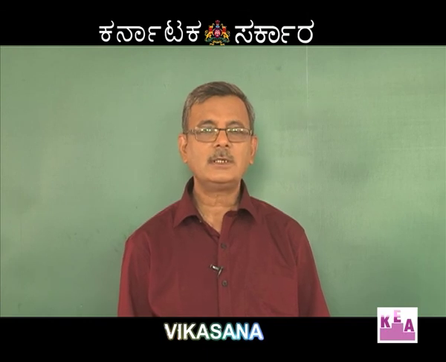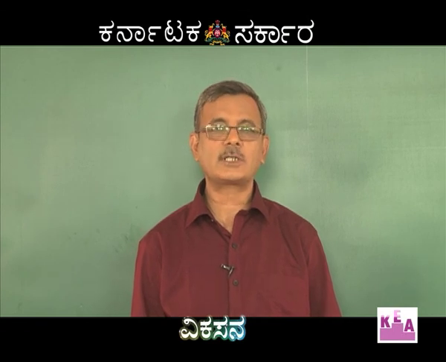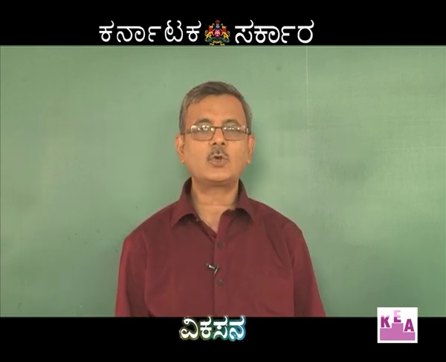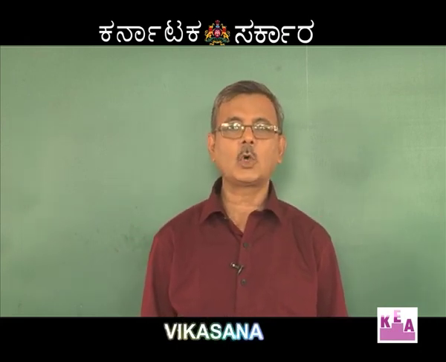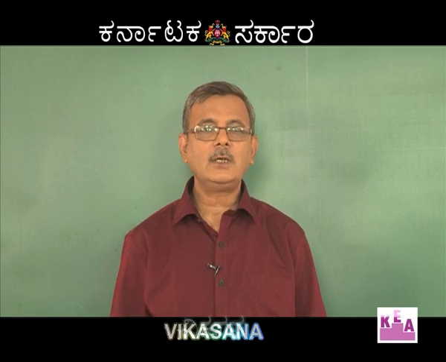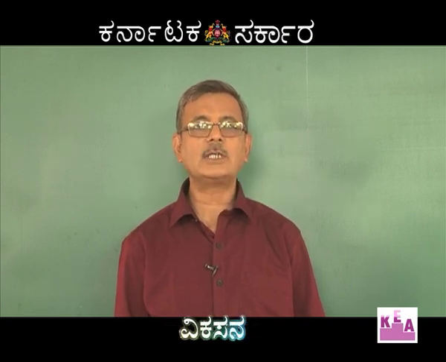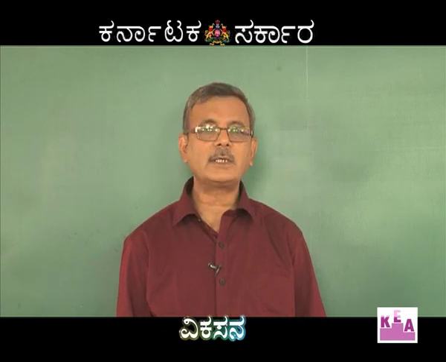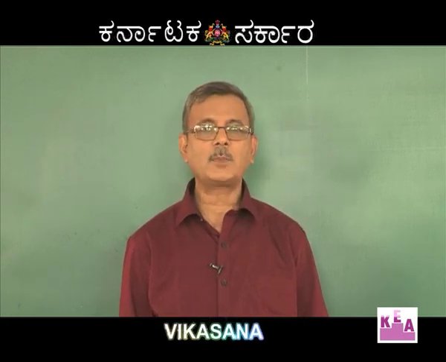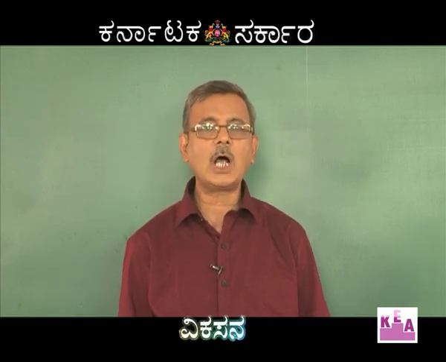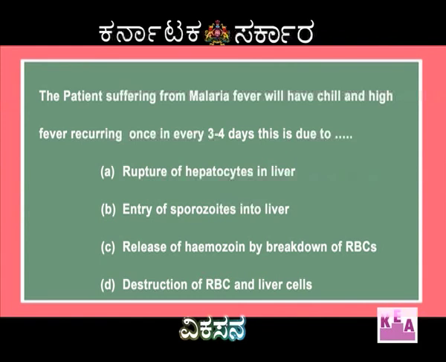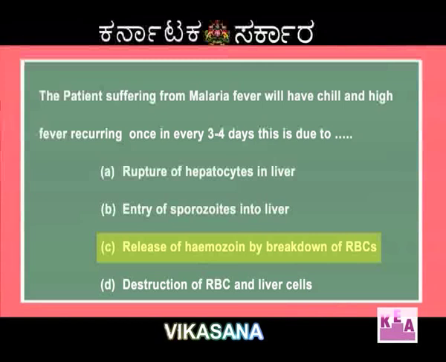liver cells, it is going to attack the RBCs, and the event is called erythrocytic cycle, during which it is going to enter into trophozoite stage, which is a feeding stage. It feeds on hemoglobin. As a result, the waste or metabolic product hemozoin is formed. When the parasite comes out in large number by breaking RBCs, the toxin hemozoin, a metabolic waste, is released, which is the cause for recurring fever with chills. Thereby, option C is the answer.